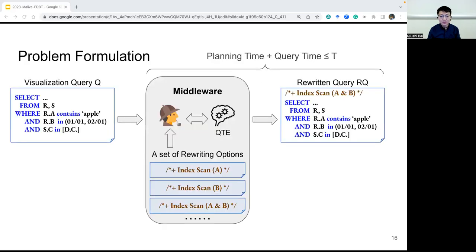To this end, we want to solve the following problem. Given the visualization query, we consider a set of rewriting options, such as adding hints, and we enumerate different rewritten queries carefully. We ask the query time estimator to estimate their query time. We want to find one rewritten query such that the total response time is less than a given time constraint. The total response time should include both the planning time and the query execution time.